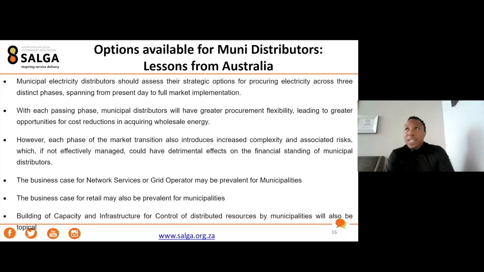And the Australian grid operators demonstrated quite well. We need to build capacity and the infrastructure for control of these distributed resources in municipalities. You know, in Australia, it was very exciting to see how the grid operators can actually control distributed energy resources up to the level of an end customer like us, not the commercial or industrial customer, the end customer or the household where you have maybe your 8 kilowatt system.